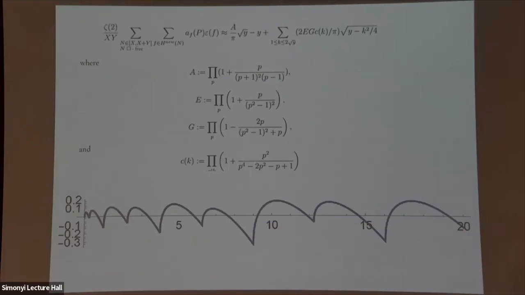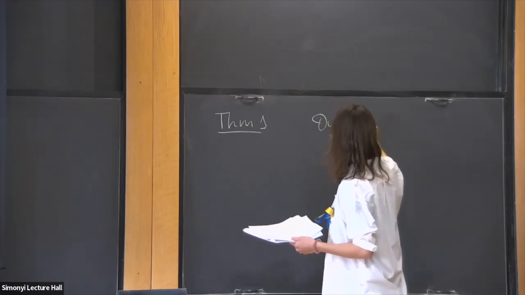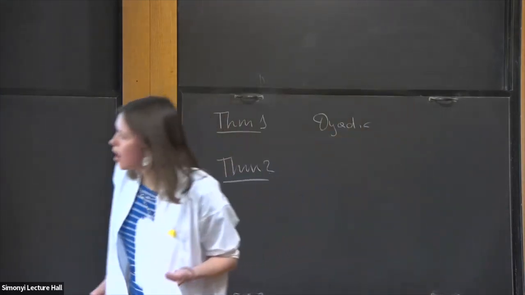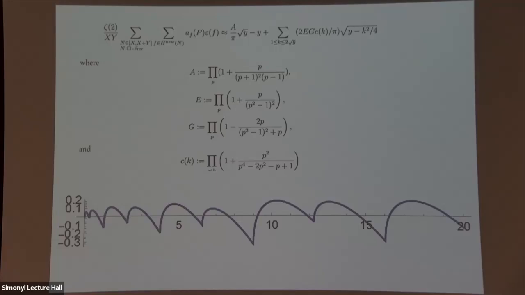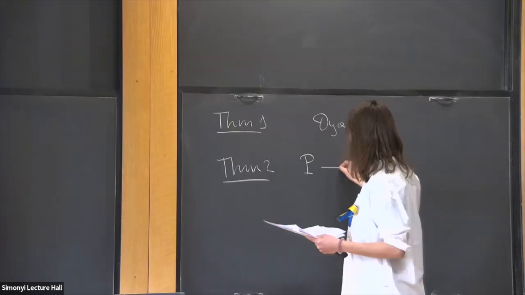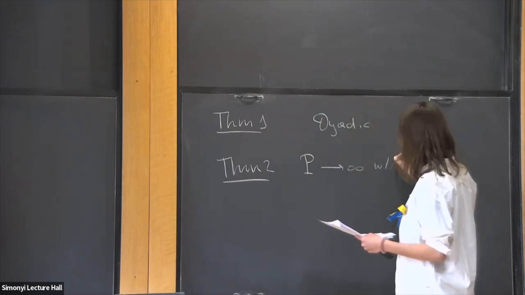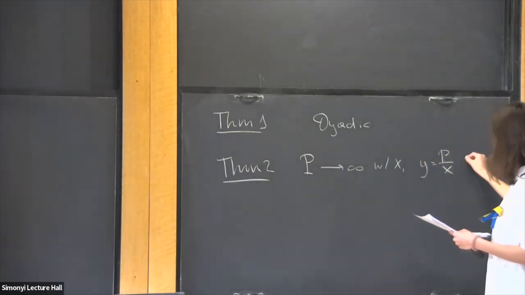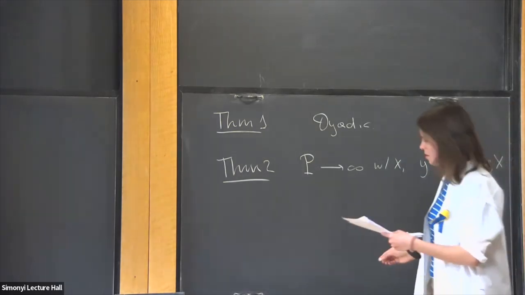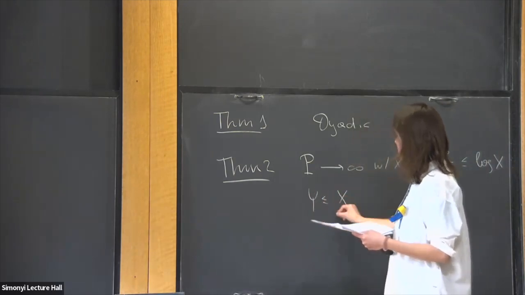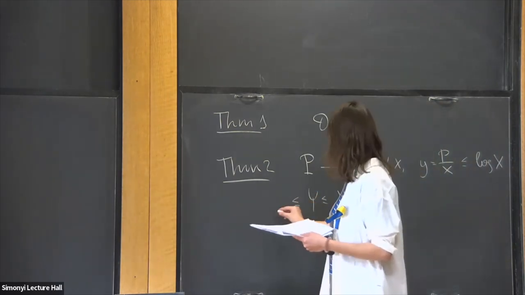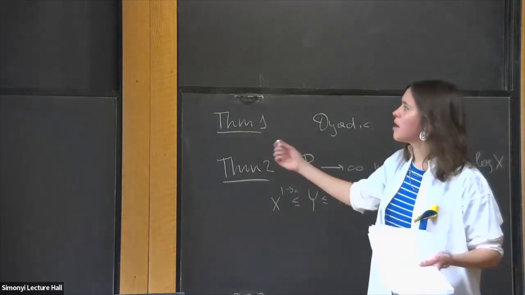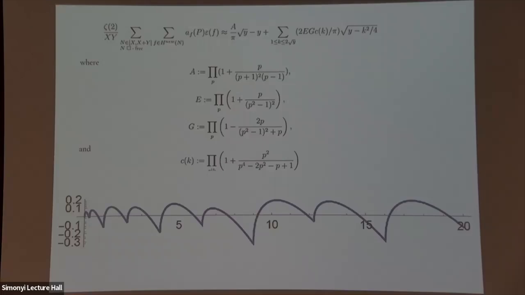So, okay, theorem one was the dyadic. Theorem two. It's independent of weight. Let's just do weight two. So theorem two, let P be a prime going to infinity with X. And let Y equal to P over X be bounded by log X, where Y is some parameter that is less than some power of X and more than some other power of X. Here, these constants are all very concrete, but you should think of Y as being like, you know, X to the 4/5. So it's some power saving interval that is not too short.